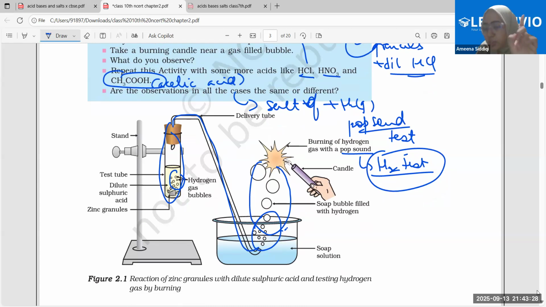Now, what is the difference between a weak acid and a strong acid? I'm not talking about the concentration here. I'm talking about the weak acid or the strong acid. What is the basic difference here? It will produce less amount of hydrogen ions when dissolved if it's a weak acid, but if it's a strong acid, it will produce more hydrogen ions. Yeah, that's fine.